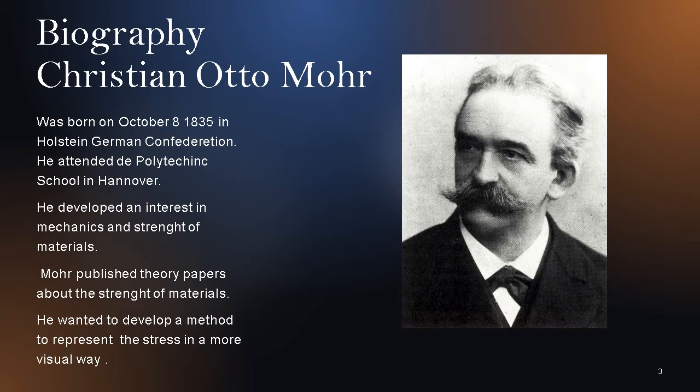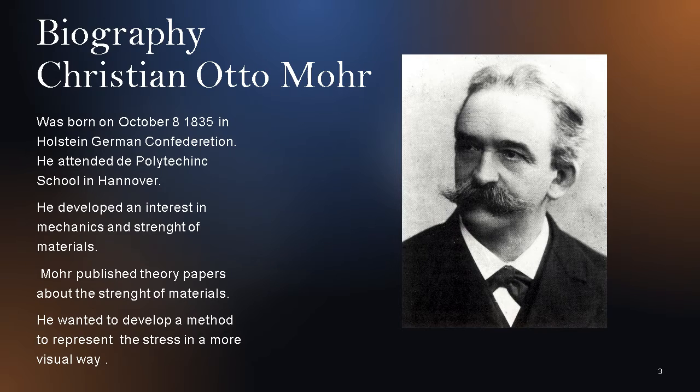The biography of Christian Otto Mohr, the one who developed the Mohr circle. He was born on October 8, 1835, in Holstein, in the German Confederation. He attended the Polytechnic School in Hanover, where he decided to study civil engineering. He developed an interest in mechanics and strength of materials, and published theory papers about the strength of materials.